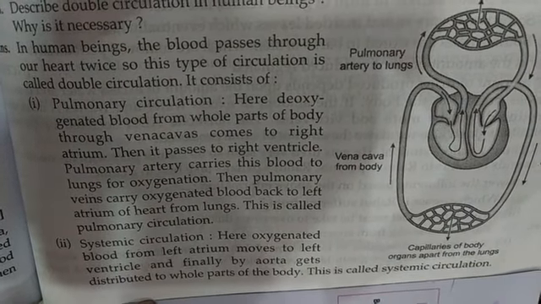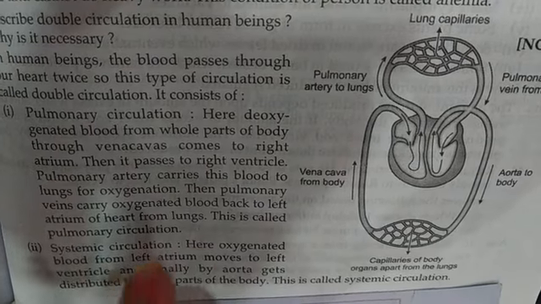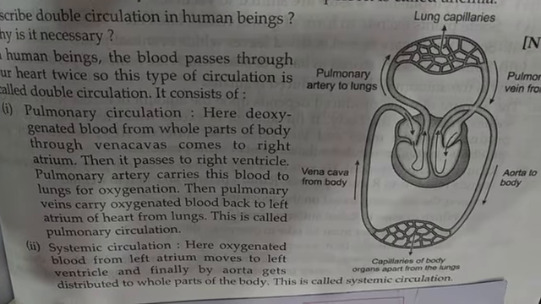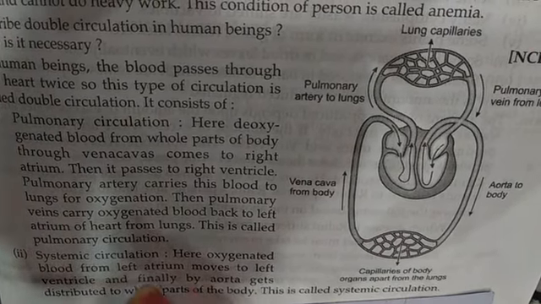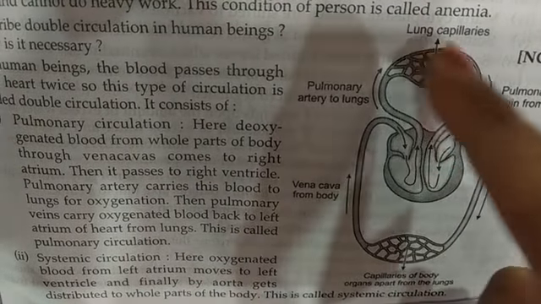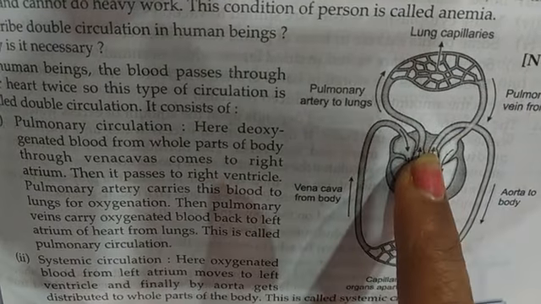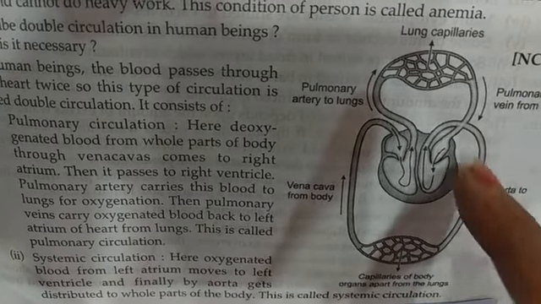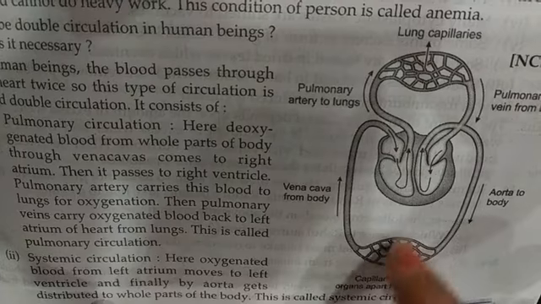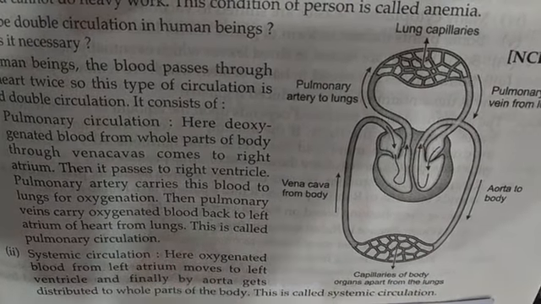Now in pulmonary circulation, the deoxygenated blood from the whole part of the body, through vena cavas, comes to the right auricle and then it passes to the right ventricle. Pulmonary arteries carry this blood to the lungs for oxygenation. This is the lung, it carries to the lungs for oxygenation. After getting oxygenated, it is brought back to the auricle and then it passes to the ventricles and finally it is sent through the capillaries to all the different parts of the body. You can see the answers over here.